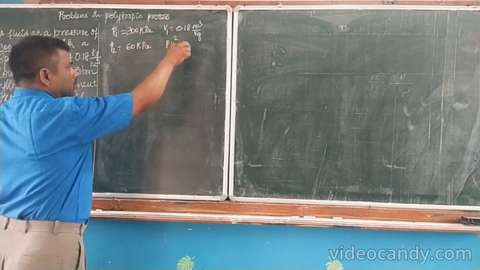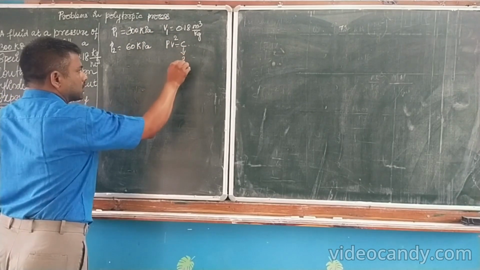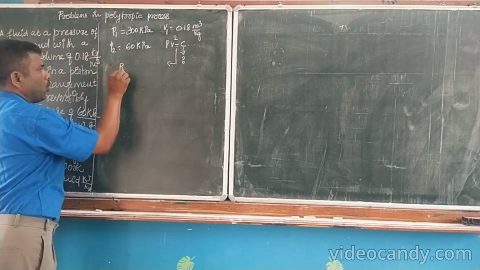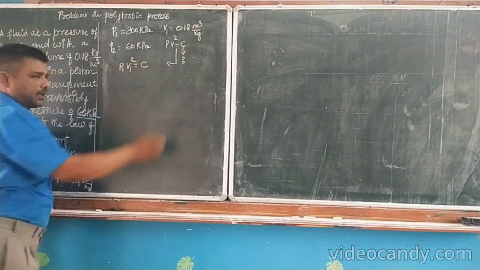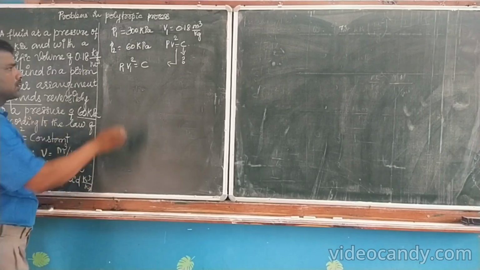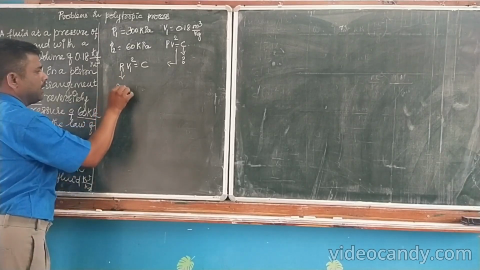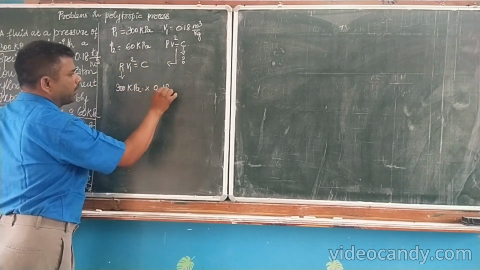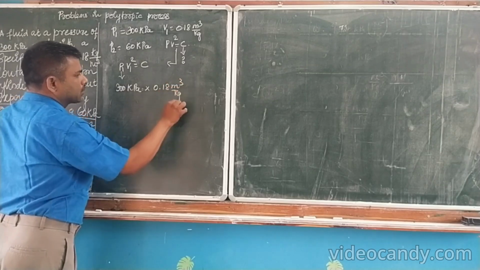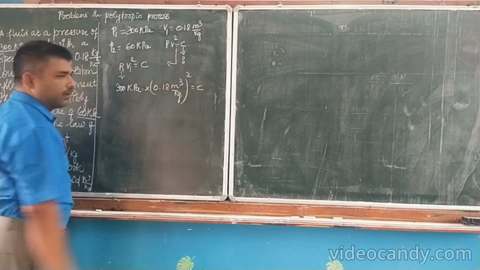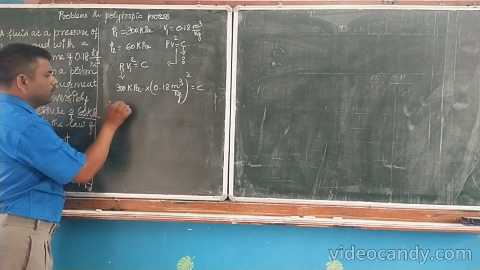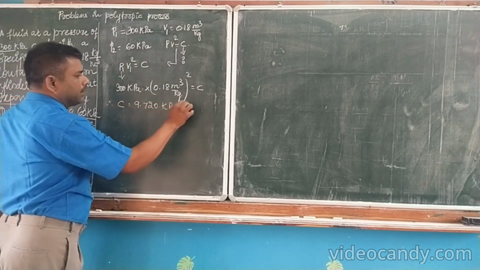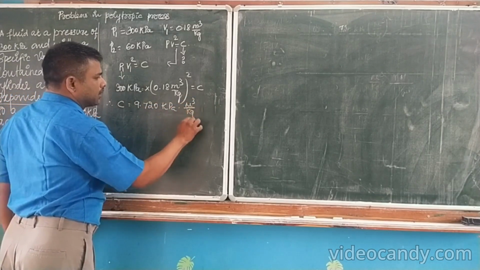So before entering to solve the problem, first let us find out the value of constant C. From this equation we can write P1 V1 square is equal to constant. P1 value is equal to 300 kilopascal, V1 value is 0.18 meter cube per kg, whole square. This is constant C value. Okay, so therefore C is equal to 9.720 kilopascal into meter cube per kg the square.